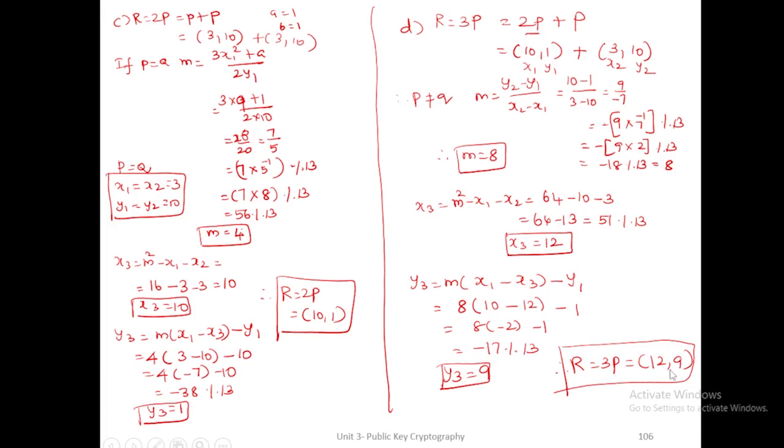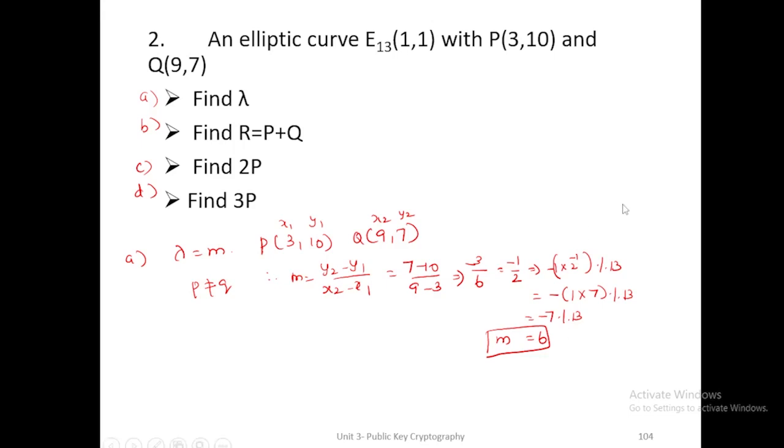So in this way, we are able to do addition operations on an elliptic curve with this given solution. Thank you.